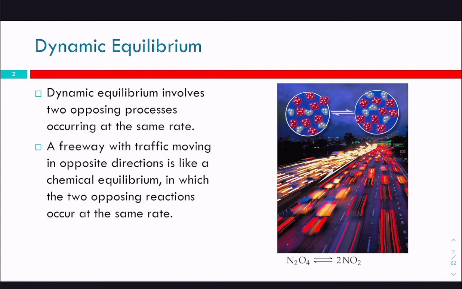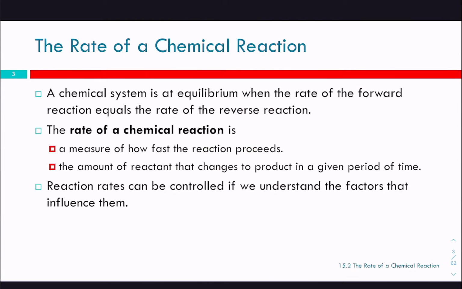So this equilibrium is like an active process going at the same rate in both directions. Our chemical system is at equilibrium when the rate of the forward reaction equals the rate of the reverse reaction. So we're continuing to make products, but some of those products are returning to reactants.